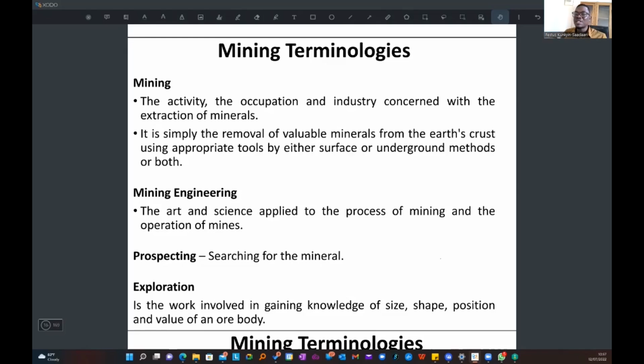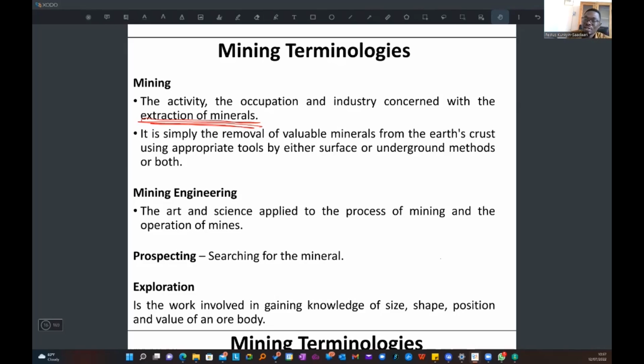So irrespective of it, if it is the firm we are referring to it as a mine, definitely the end result is that we want to extract minerals. Then again, it is simply the removal of what? Valuable minerals from the earth crust using the appropriate tools by either surface or what? Underground methods, or both.